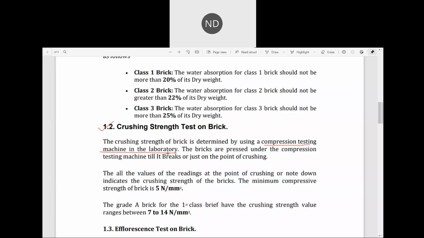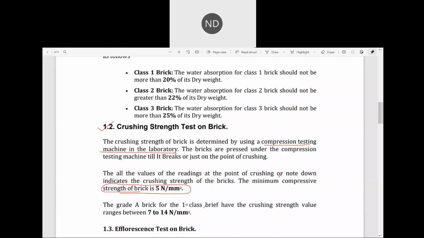The bricks are pressed under the compression testing machine till it breaks or is just on the point of crushing. The values of the readings at the point of crushing are noted down, and this indicates the crushing strength of the brick. The minimum compressive strength of brick is 5 Newton per mm square. Minimum should be 5 Newton per mm square.